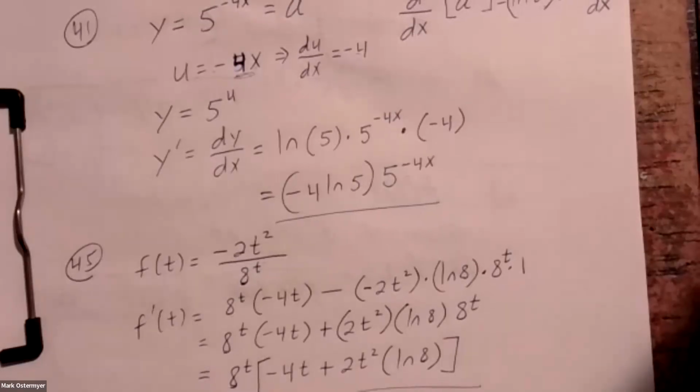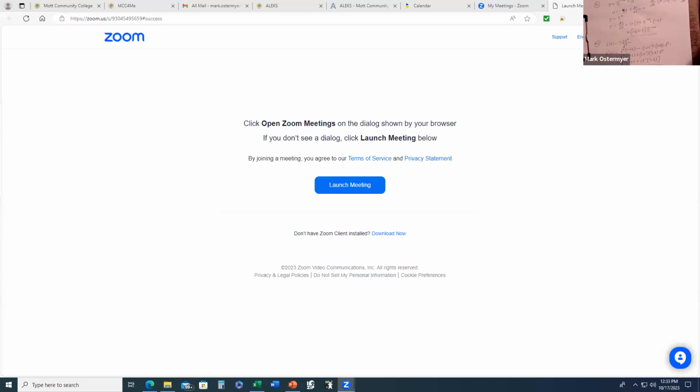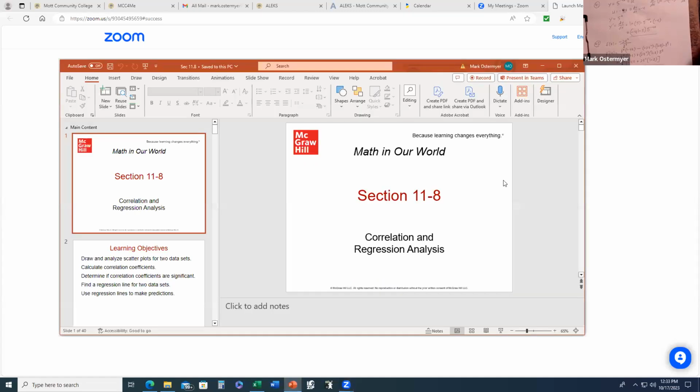Okay, so let's begin to dig into section 11.8 and see what lies ahead. It is entitled Correlation and Regression Analysis.